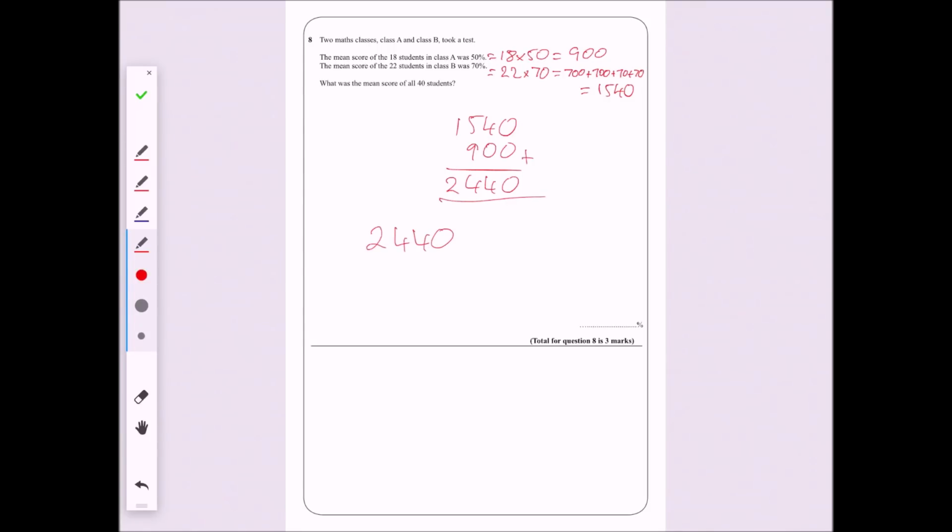And we want to divide that by 40 because there were 40 students. So 2,440 is the total score from both classes. Divide by 40. Well, I'm going to divide through by 10 first so I can cancel those out. So 244 divided by 4. To do that, I'm going to use the bus shelter method. So how many 4s into 2? There are none. Carry a 2. How many 4s into 24? There are 6. And how many 4s into 4? There is 1. So it's 61%.